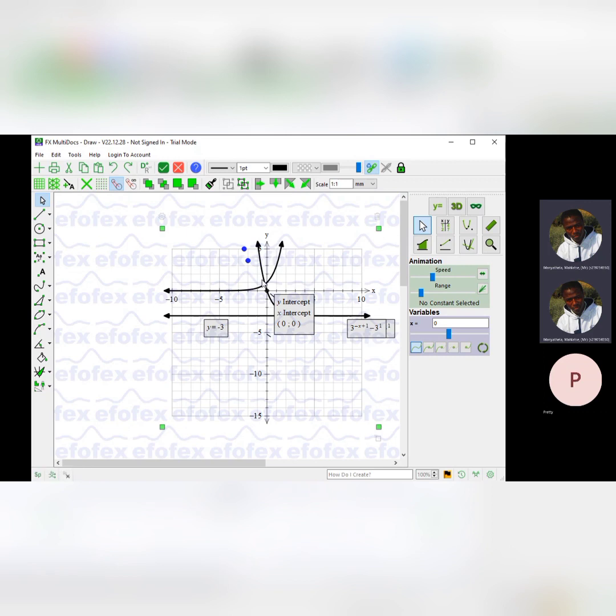the graph of. Okay, I'm trying to avoid these things, and I don't know how to avoid them. Like, they are disturbing me.